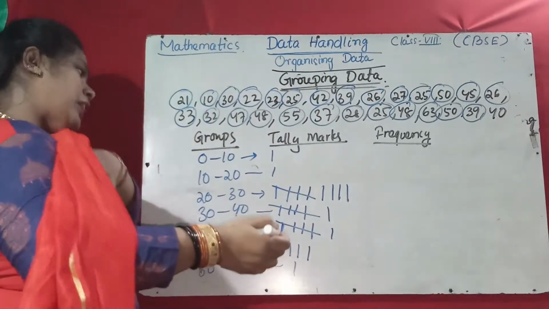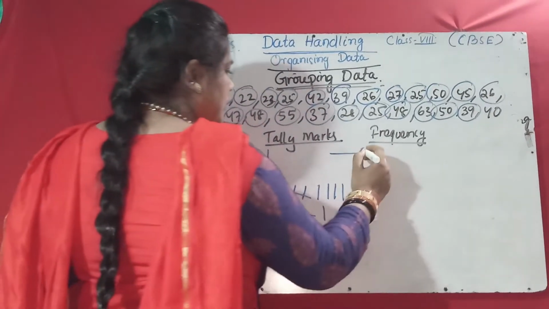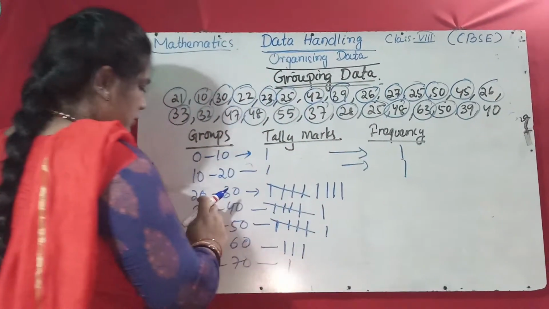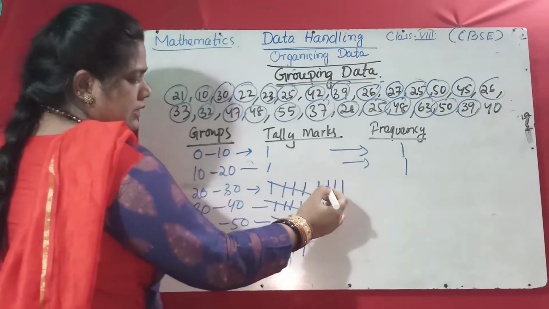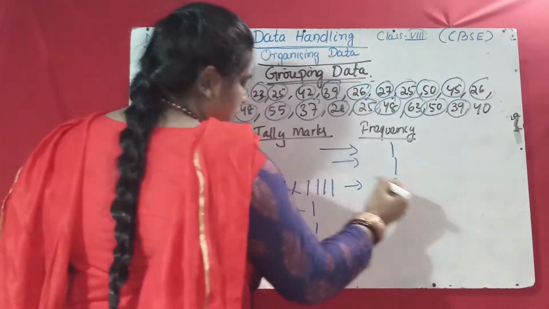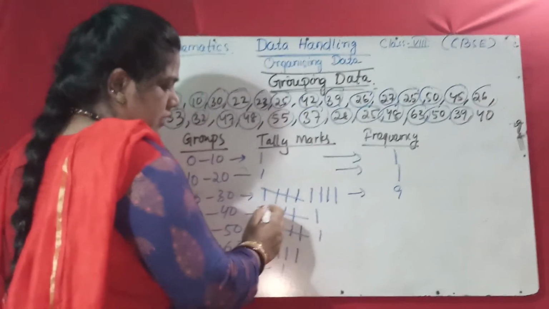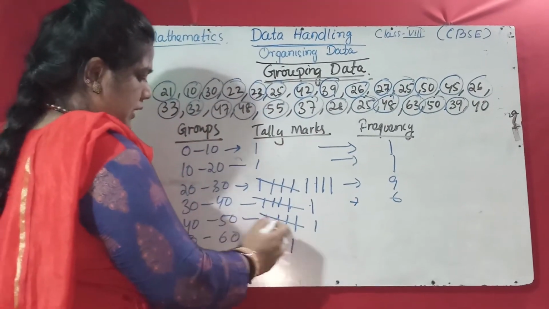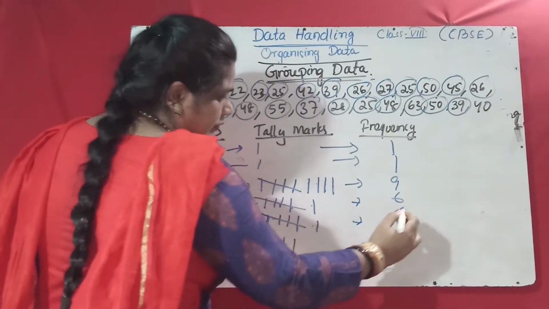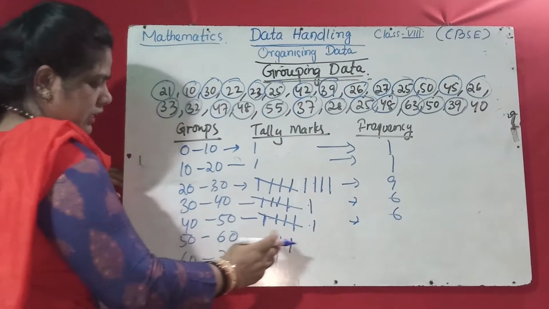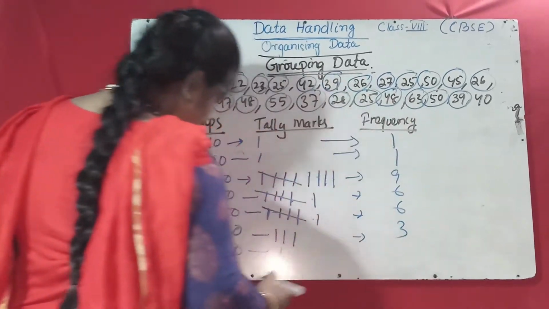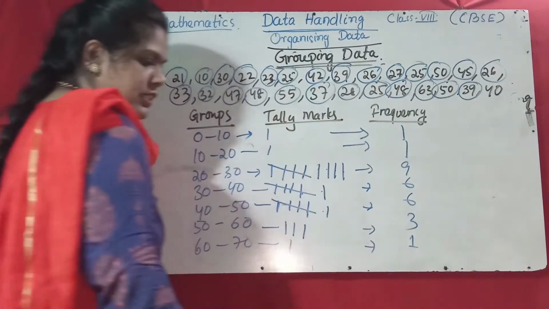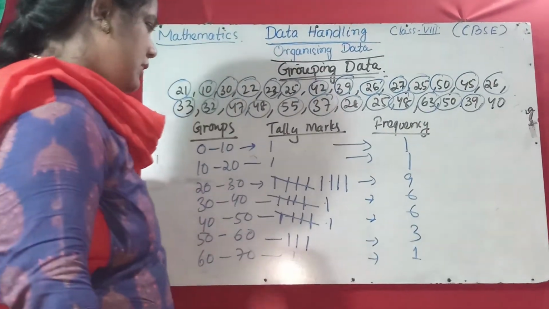Now you count. How many in 0 to 10? 1. 10 to 20, also 1. 20 to 30, this is 5, 6, 7, 8, 9. Easy to count. 30 to 40, this is total 5, 1, 6. 40 to 50, again it is 5, 1, 6. 50 to 60, 3 numbers. Tally mark. 60 to 70, 1. Okay, this is the frequency distribution table.